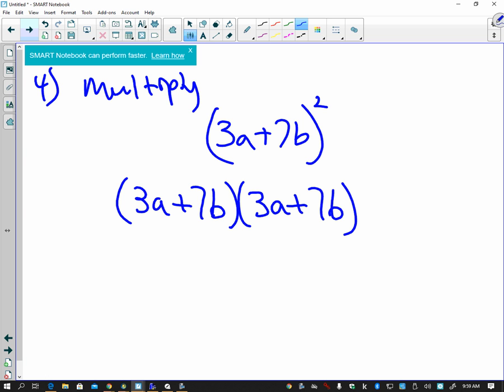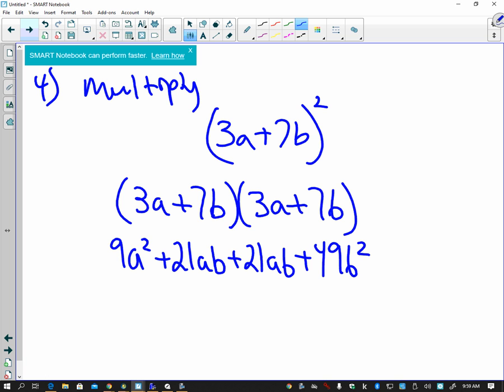A lot of people are going to do 9a squared plus 49b squared. Yes? Could you do a squared plus 2ab plus b squared? Sure. All right. I'm going to get 9a squared, then 21ab plus 21ab, plus 49b squared. Combine like terms in the middle: 9a squared plus 42ab plus 49b squared is my answer.